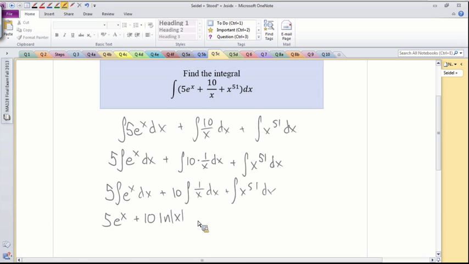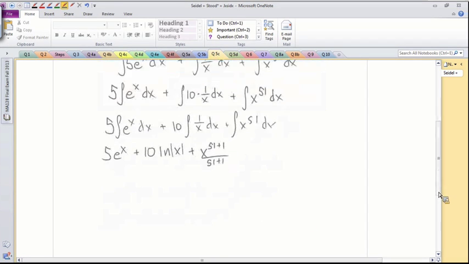Now for x to the 51, it's a variable raised to an exponent, so we'll use our power rule for antiderivatives. So I will add 1 to our exponent and divide by that number. So my last line will just be cleaning everything up. So we'll have 5e to the x plus 10 ln of x plus x to the 52 over 52 plus c, since it is an indefinite integral.